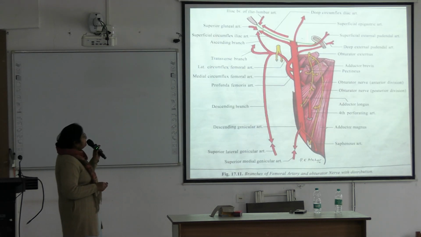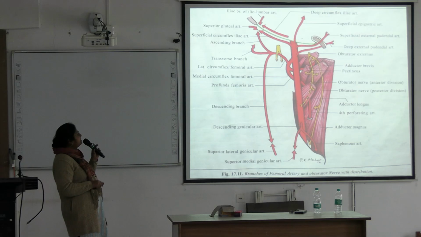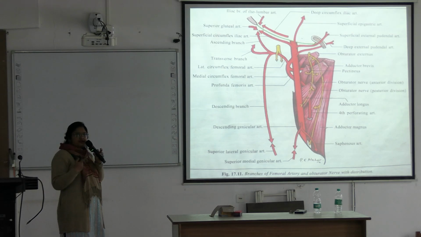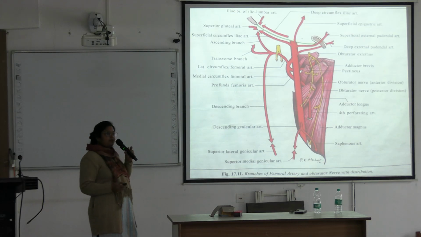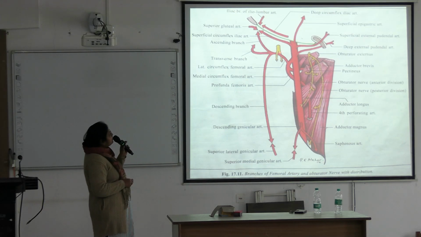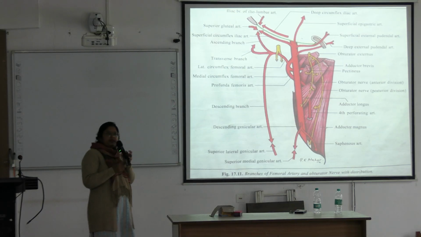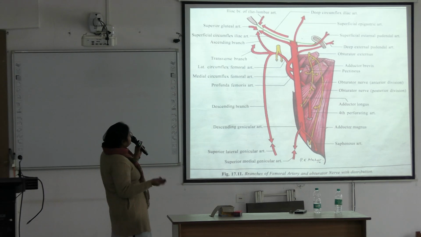And here arterial branches have been shown. Femoral artery, these are the three superficial branches: superficial external pudendal, superficial epigastric, superficial circumflex iliac. Okay, you see the direction. Epigastric is going towards the abdomen, external pudendal going towards the genitalia, and circumflex iliac going towards the iliac spine. Okay. Next we are going to the deep branch.